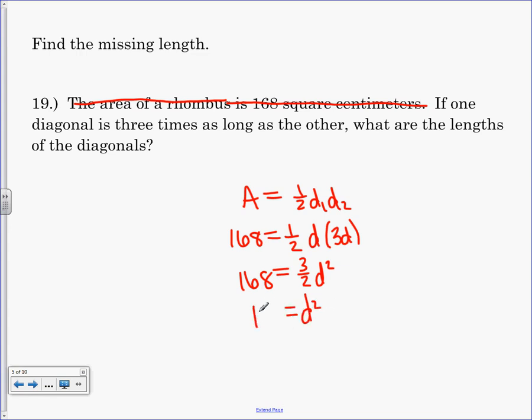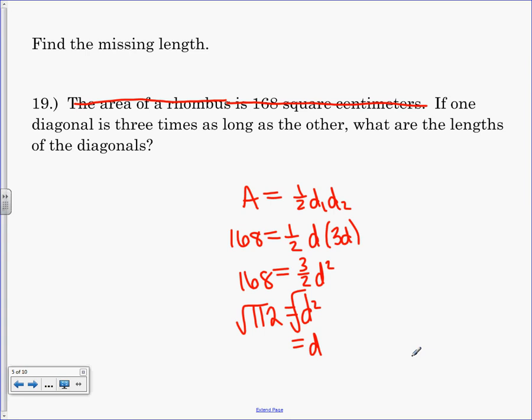Yeah, 112. Everybody do it. Don't just look at mine. That's not good enough. Okay, now what? Square root both sides. So when you square root both sides of an equation, technically you're supposed to say plus or minus. Does a negative even make sense here? No. So we'll just do the plus.